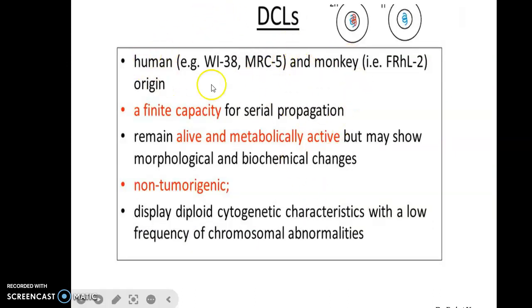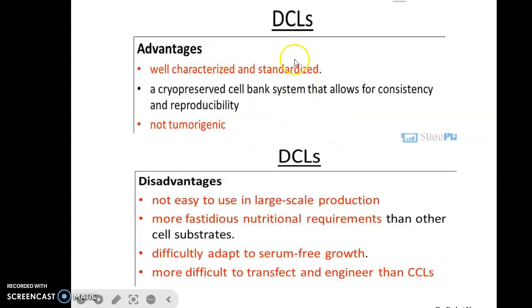DCLs, for example, if they are from human or monkey origins, have a finite capacity for serial propagation, and they remain alive and metabolically active, but may show some morphological or biochemical changes with the passage of time. Though they are non-tumorigenic, they display diploid cytogenetic characteristics with a low frequency of chromosomal abnormalities. Advantages of DCLs include that they are well characterized and standardized, and cryopreserved cell bank systems allow for consistency and reproducibility, and they are non-tumorigenic.